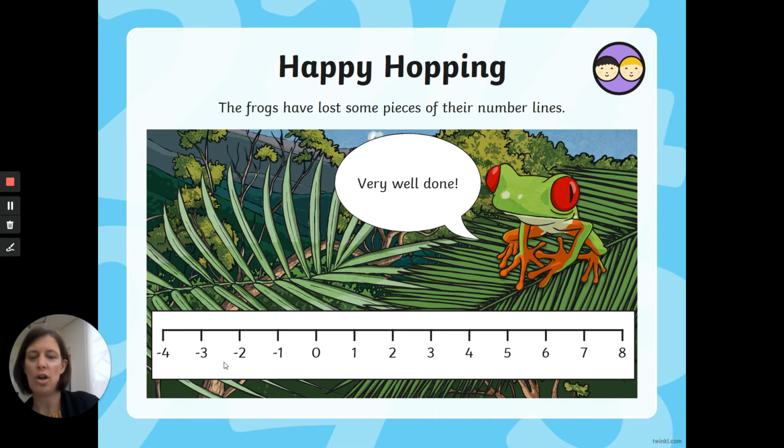Good. What you should notice is once you get to the negative numbers from 0, they seem to count the opposite way to what we're used to counting on a number line. So if you look carefully, closest to 0 is -1, but furthest away from 0 is -4. So when we're going backwards, it counts in the number order, but the bigger the digit, the smaller the number is in the negatives.